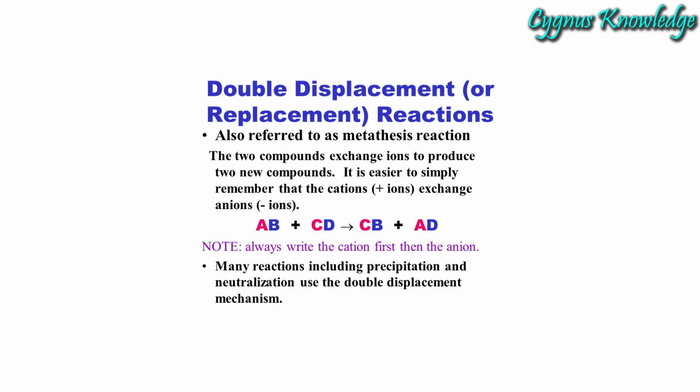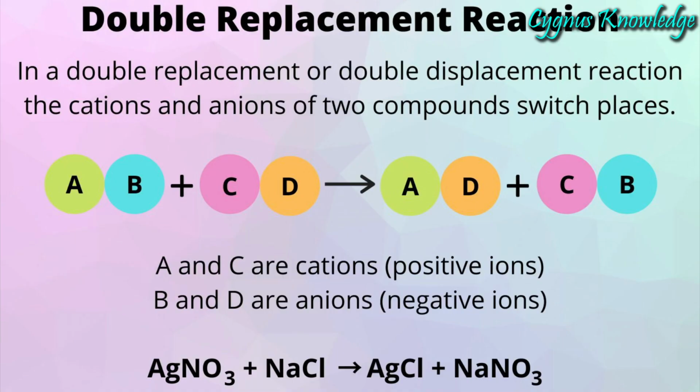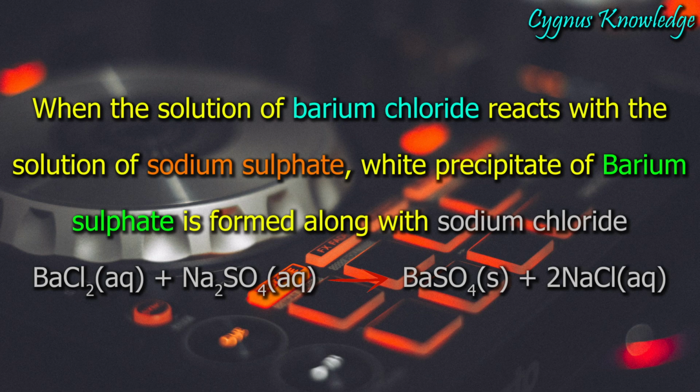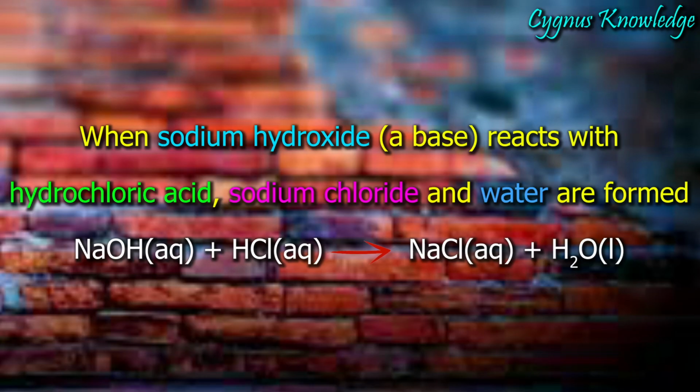Reactions in which ions are exchanged between two reactants forming new compounds are called double displacement reactions. When the solution of barium chloride reacts with the solution of sodium sulfate, white precipitate of barium sulfate is formed along with sodium chloride. When sodium hydroxide reacts with hydrochloric acid, sodium chloride and water are formed.